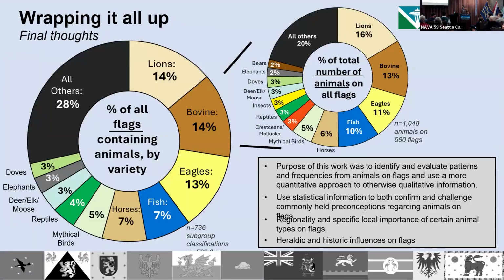Again, the purpose of the study was to identify and evaluate these patterns in a more quantitative way. I wanted to find regionality to flags and see if I could find any trends on regional flags versus national flags, or regional flags based on like Oceania, Africa, so on and so forth. So this one is all animals combined. So flags are lions, bovine, eagles. They're common, but they're not as common as you might think. They don't dominate. Not every flag is a lion. And then of the 1,048 animals that I found, you can kind of see it's even more divided. There's a lot of variability of animals on flags. So thank you.